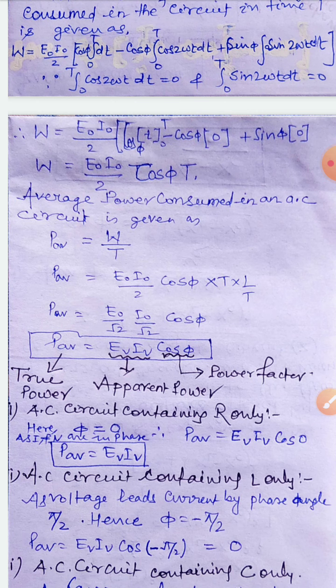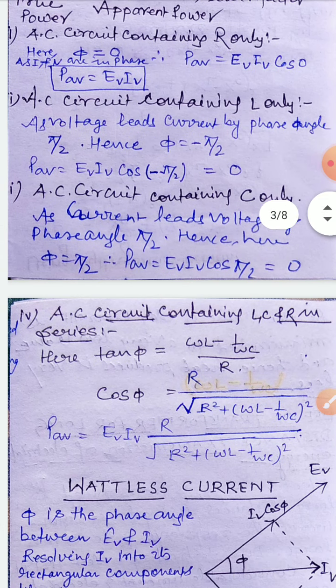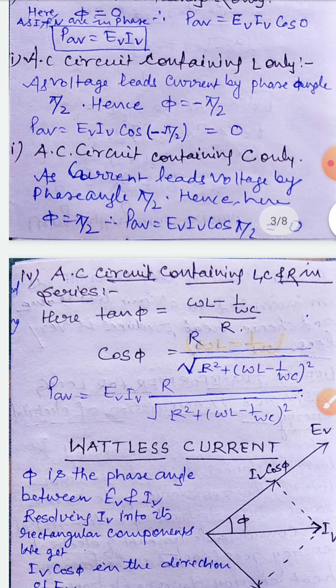Now for an AC circuit containing resistance only, the phase angle phi is 0, so cos phi, that is cos 0, is 1, so power consumed is EV into IV. Now for an AC circuit containing L only, as voltage leads current by phase angle pi by 2, hence phi is equal to minus pi by 2.